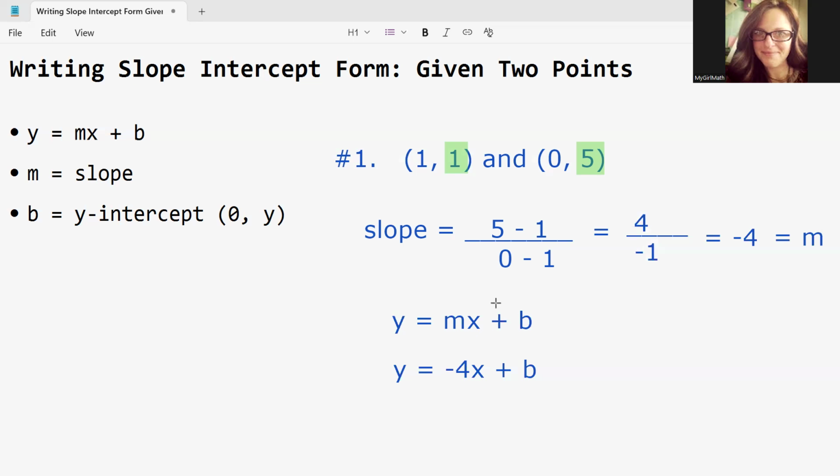What is the y-intercept? Well, they actually gave us the y-intercept, 0, comma 5. This point is the y-intercept on our line. So b is equal to 5, our y-intercept. Remember, the y-intercept is when x is 0.